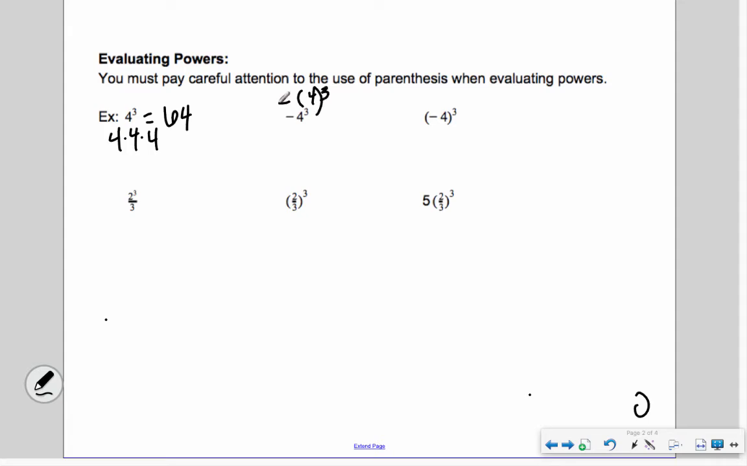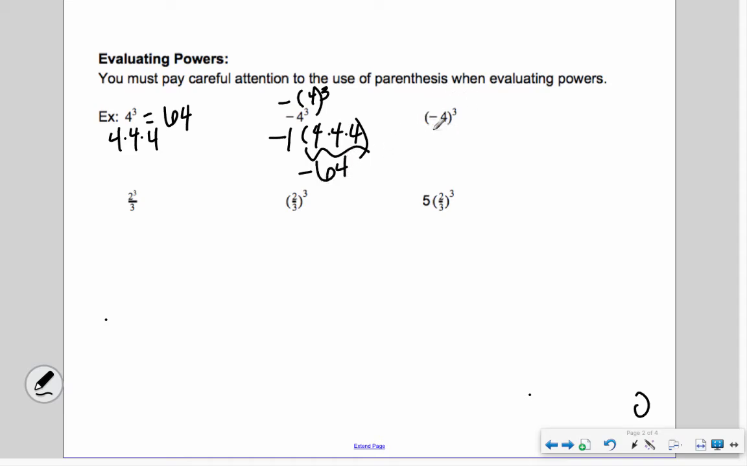The negative sign is outside the parentheses. So I'm not going to do negative 4 times itself times itself. I'm doing negative 1, basically, times 4 times 4 times 4. Well, we know 4 to the third power is 64, so this has a value of 64, and if I multiply 64 times negative 1, then I get negative 64.